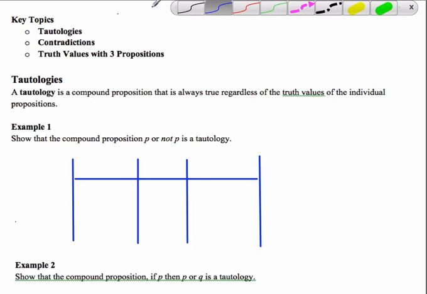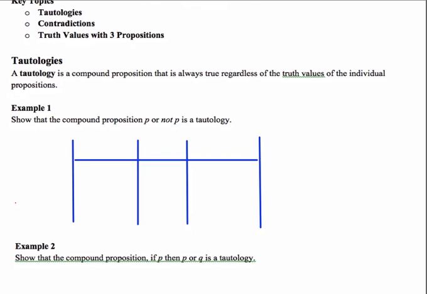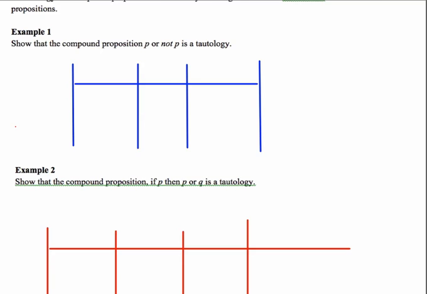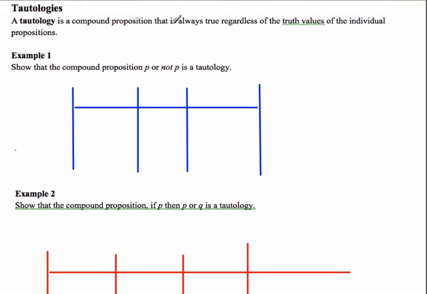Alright, so if we look at the definition first of all of tautology, it's a compound proposition that is always true, regardless of the truth values of the individual propositions. So basically, your last column is going to be all true, and then that's a tautology. Okay, so show that the compound proposition P or not P is a tautology.